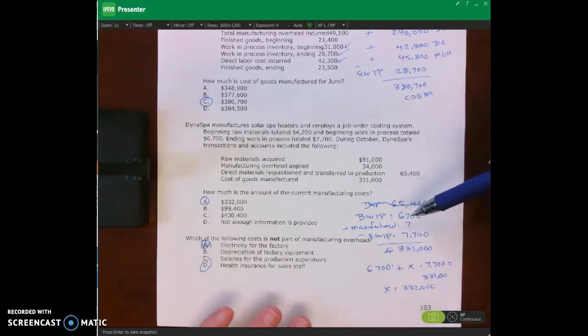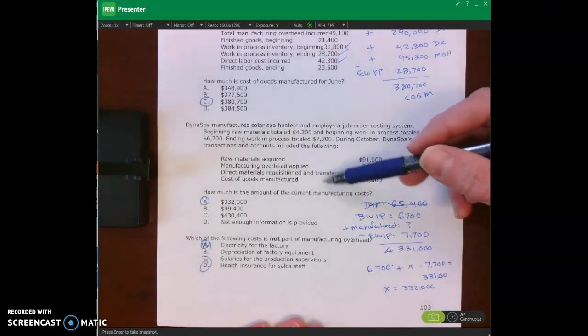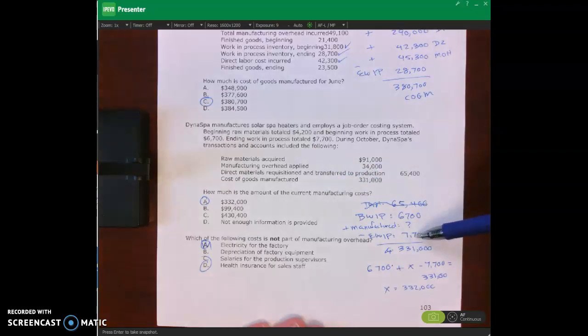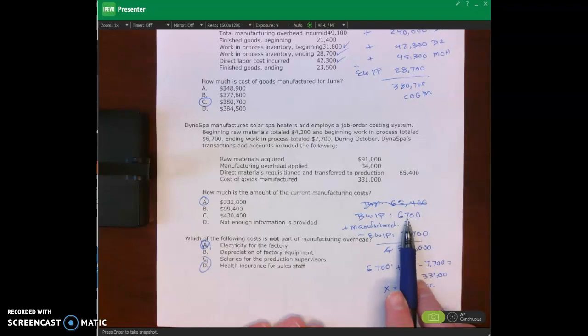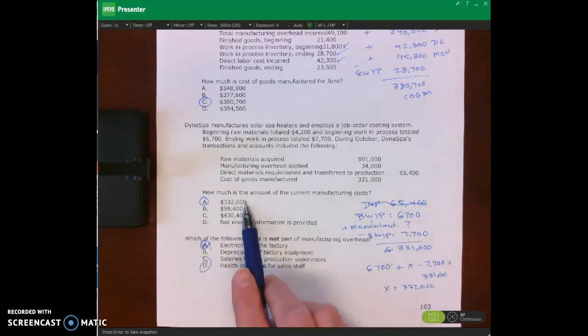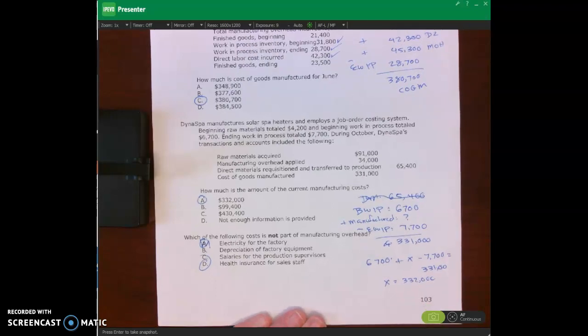So we know the way that we calculate cost of goods manufactured is by taking the cost of our beginning WIP plus our current manufactured cost, which is our unknown, minus our ending WIP, gives us our cost of goods manufactured. So I can say 6,700 plus X, which is my manufactured cost, minus my ending WIP gives me 331, which is my cost of goods manufactured. Solve for X, it equals 332, which is our current manufactured costs. Okay? Let's look at the next one.